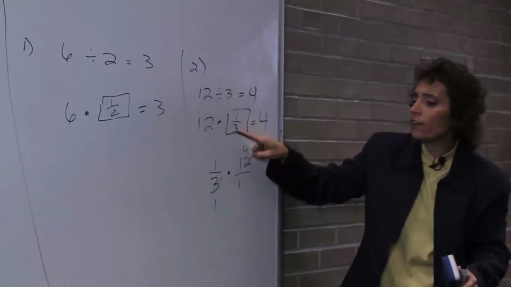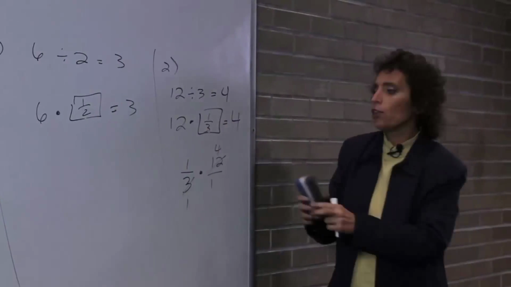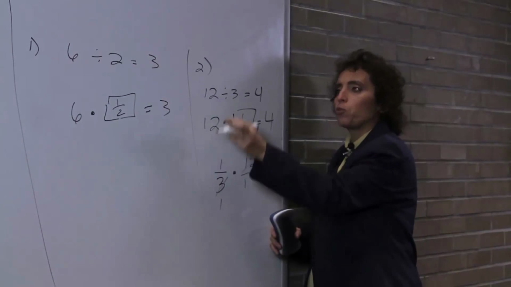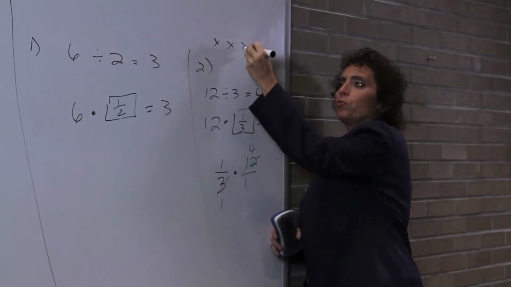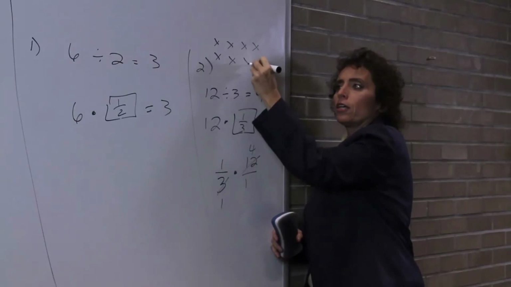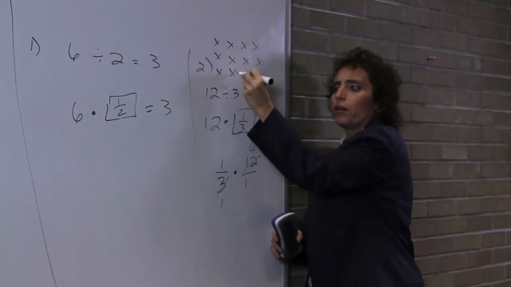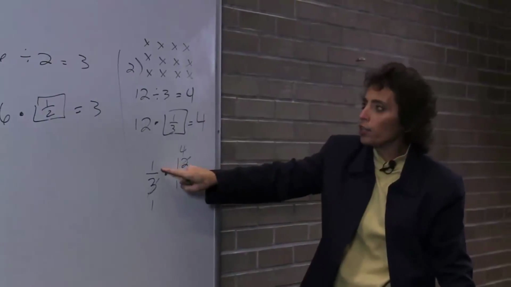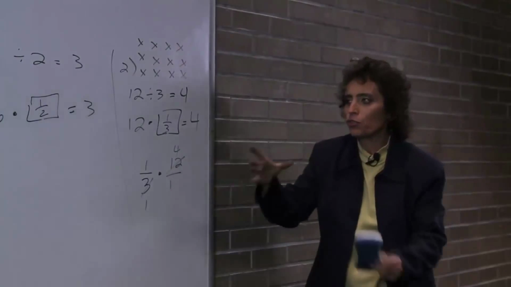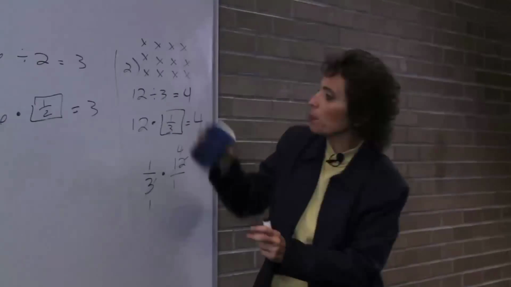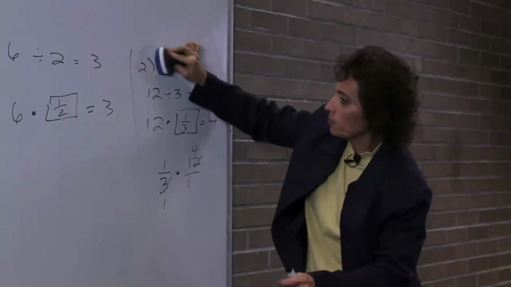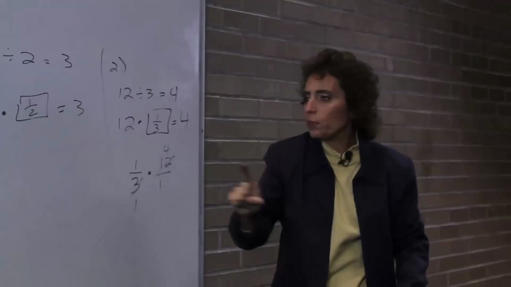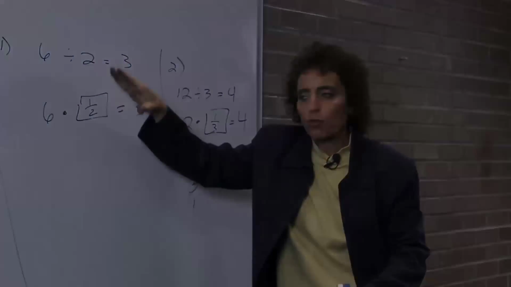Let me tell you why that should make sense. Remember, we're having 3 equal groups that make up 12. There's 2 groups, there's my 3rd group. There's my 3 equal groups that make up 12, and I'm taking 1 group of them, so 1 group of them is 4. So that makes sense. So let's look at the pattern we have. We have 6 divided by 2 equals 3, which is the same thing as 6 times 1/2. This is the same thing.